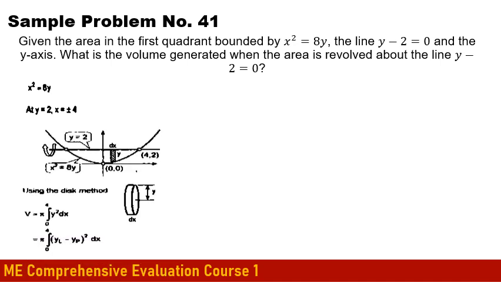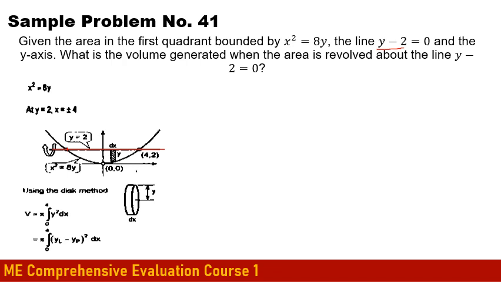So we can graph the parabola, which is x squared equals 8y, and then the intersection of this parabola with the line y minus 2, which is this line here, is at x equals plus or minus 4. So the coordinates of the intersection are (-4, 2) and (4, 2). We are just concerned with the first quadrant, so we will analyze the first quadrant here. We will get the volume generated when we revolve this area with respect to this line, y minus 2 equals 0.